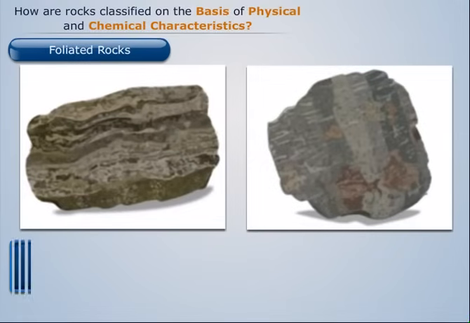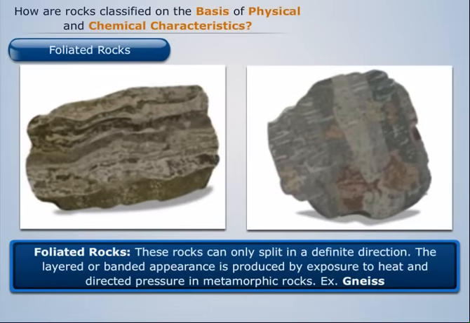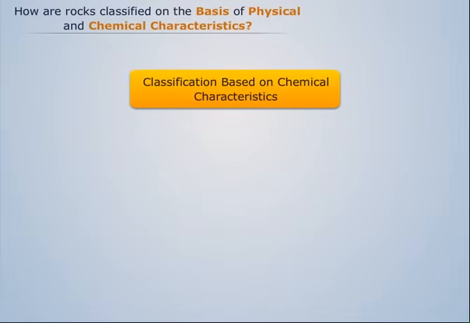Foliated rocks. These rocks can only split in a definite direction. The layered or banded appearance is produced by exposure to heat and directed pressure in metamorphic rocks. Example, gneiss. Now let's see the classification of rocks on the basis of chemical characteristics.